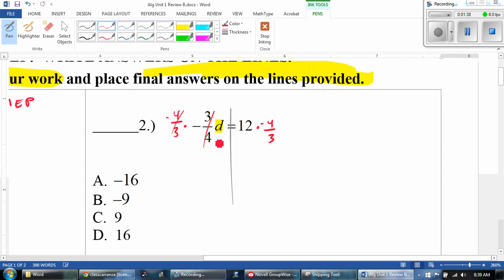Okay? Now, just looking at my answers right away, I have a positive and I'm multiplying a negative. A positive times a negative is a negative. So I know right away that I can get rid of C and D. Okay?